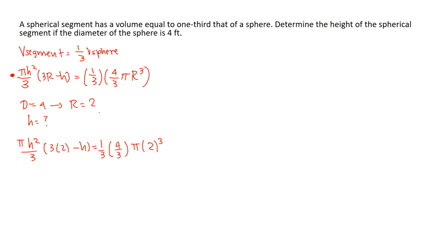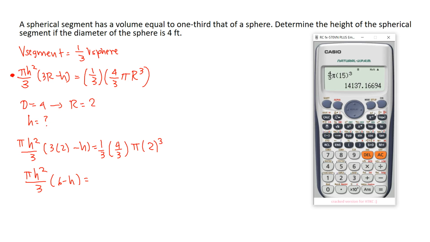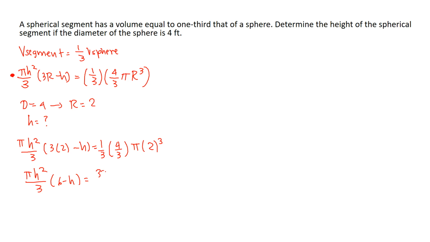Sige, solve na to. Distribute na to ng pi h squared over 3 diri as 6 man. So distribute na, sige, simplify gud ninyo palihog ko. Calculate na lang dire na nato. 1/3 times 4 over 3 pi times 2 cube. So you have here 32 pi over 9.